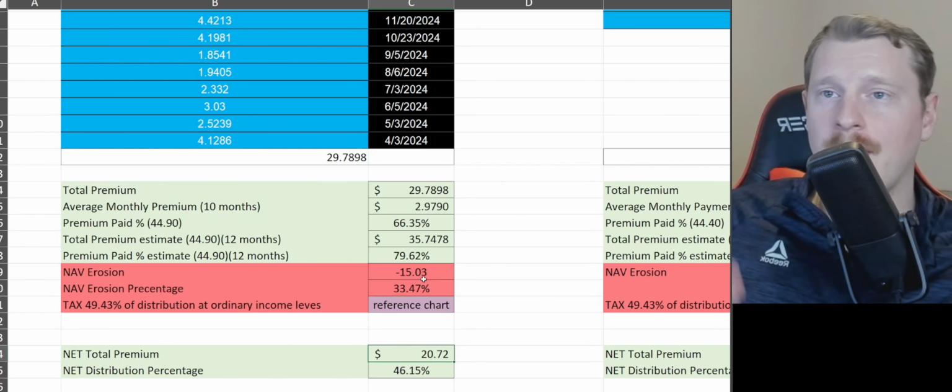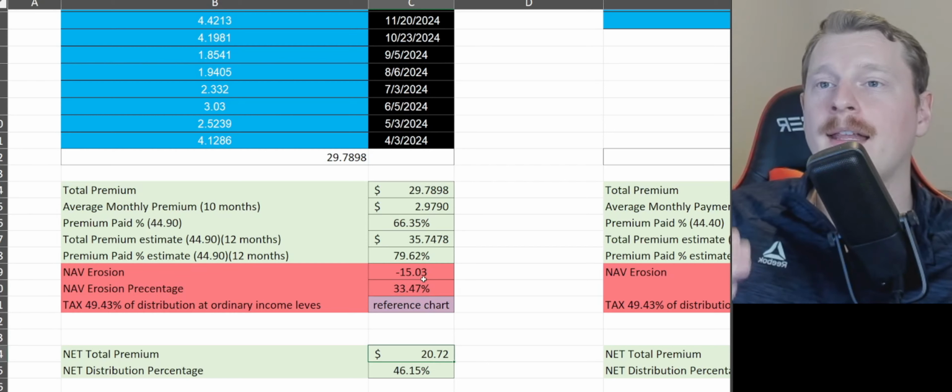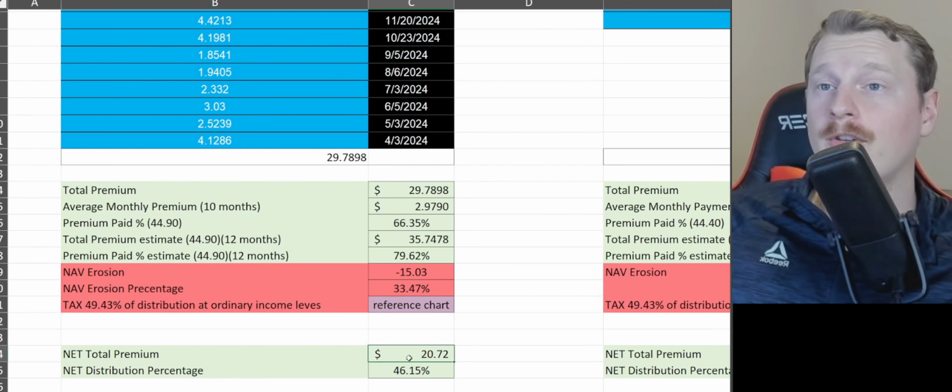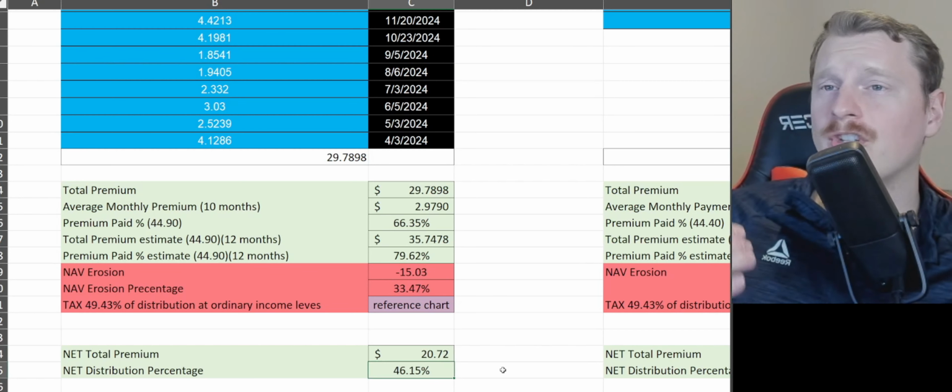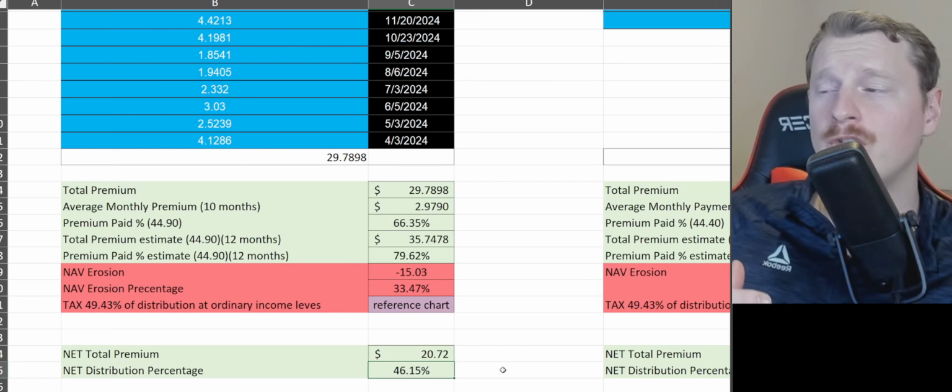Okay, now we got the negative part of it. What does it look like when the dust settles and it's the end of the day, right? End of the day, if you calculate NAV erosion, you're still getting a net premium of $20.72, right? Which is a distribution rate of 46.15%. So that's pretty good, right?